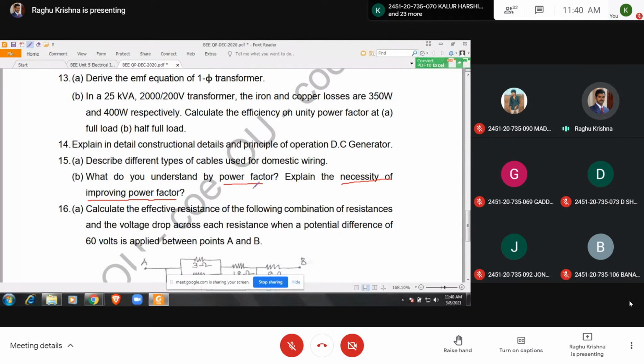You have three definitions for power factor. The first is the cosine of the angle between voltage and current. R by Z is another definition, and true power by apparent power, that is real power by apparent power, is the third. Here, explain the necessity of improving power factor. This I am going to explain now.